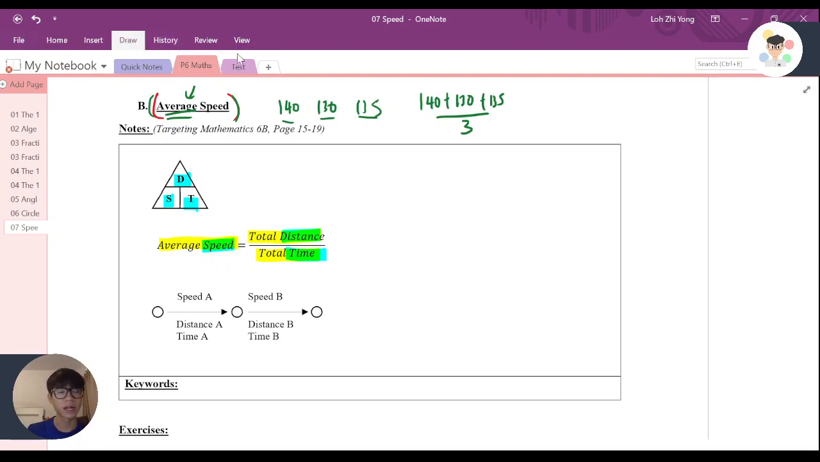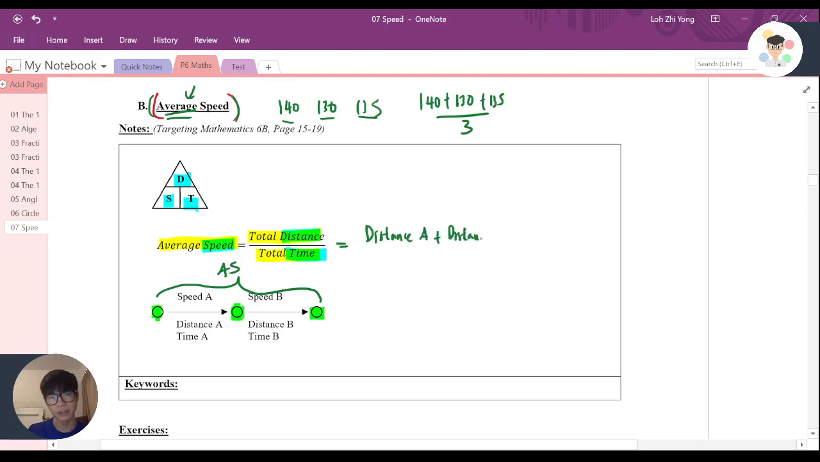Now, just now I told you that in order to calculate an average, I need to have a certain amount. Example, I walk from here to here with distance A, time A, and I get speed A. If I walk from here to here, the distance is B, time is B, and the speed is B. In order to calculate the average speed that I travel from here to here, I need to use the total distance divided by the total time, which in this case means distance A plus distance B, divided by time A plus time B. Then I can find the average speed that I travel from here to here.